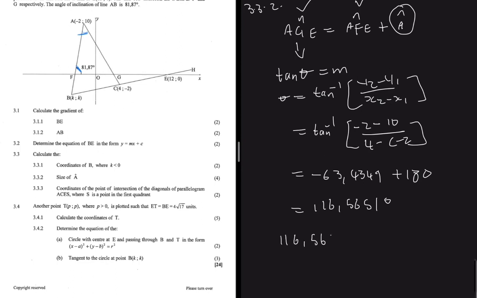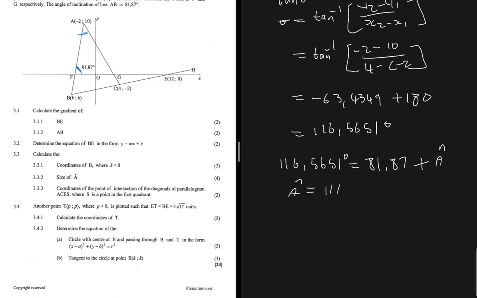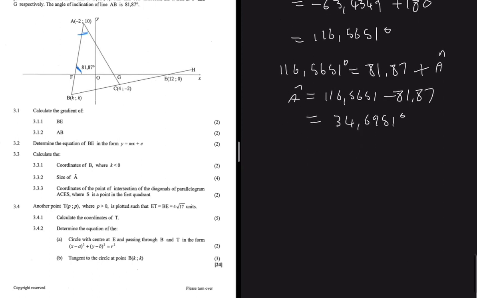So now I know that 116.5651 degrees is equal to AFE, which is 81.87 plus A, right? So A is equal to 116.5651 minus 81.87. That's giving me 34.6951 degrees. So that's the size of angle A.